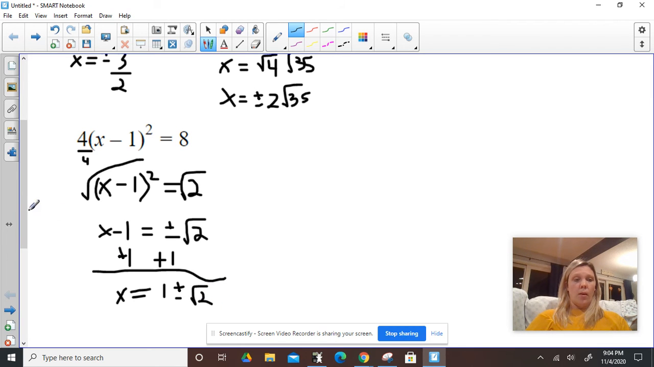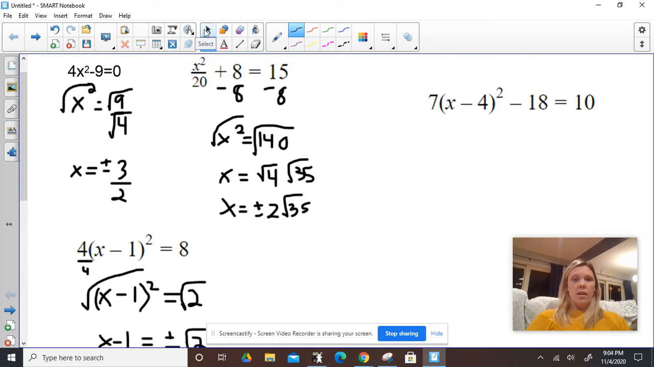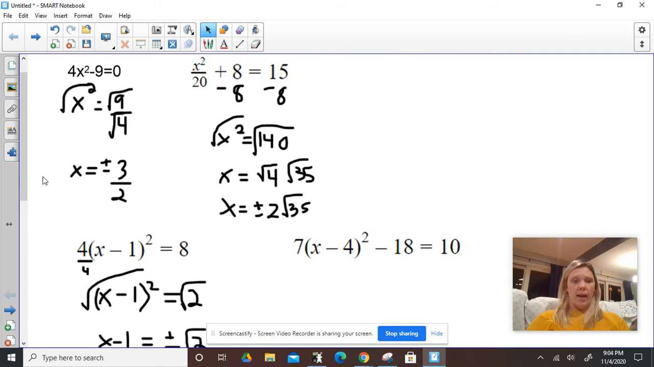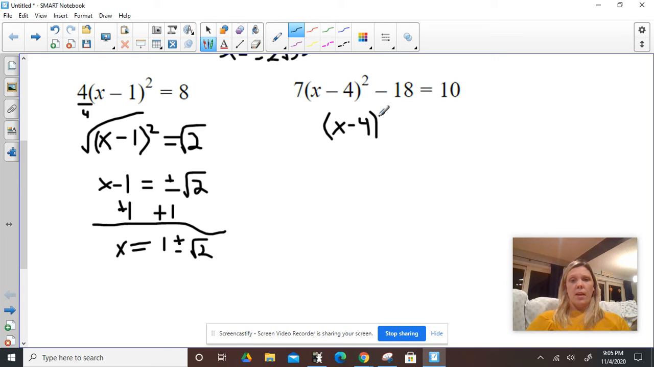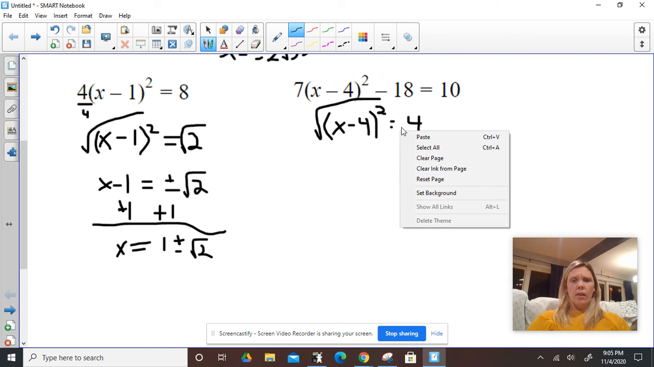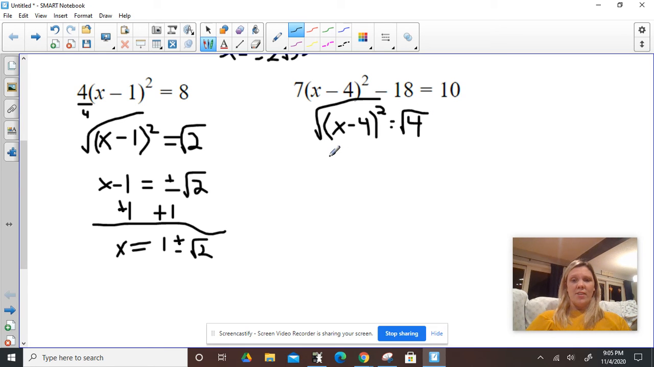On the last problem, I'm going to grab that one next. You did everything right again, but I think when you got to the end, I'm just going to skip a few steps just to save some time. When I get to the end, I get x minus 4 squared. You added 18, fine. And then you divided by 7, and you got 4. And then I think you did this part right too. You take the square root of 4, and you get x minus 4 equals plus or minus 2.